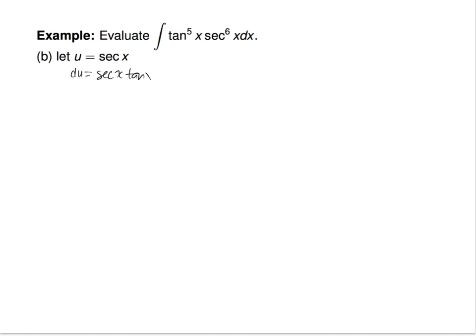Secant x tan x. Okay. So that means we have to save a secant and save a tangent. So breaking it into tan to the fourth x, secant to the fifth x, secant x, tan x, dx. Is everyone okay with that? That's what has to be done if this is a substitution?